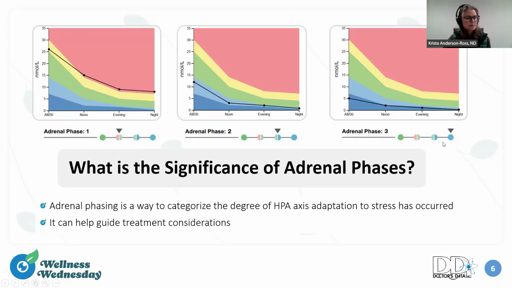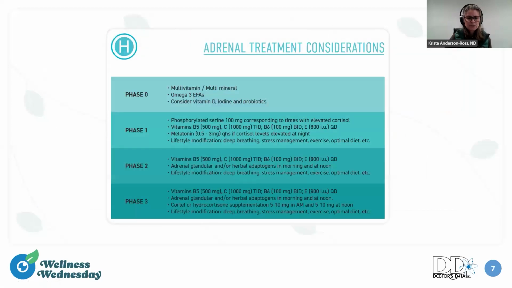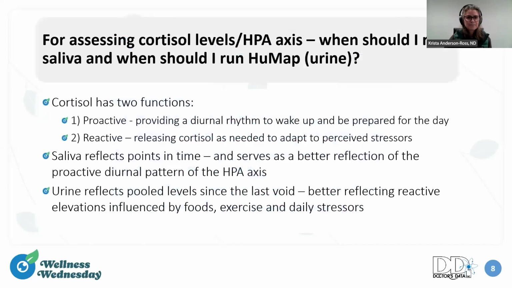So this is a pretty typical picture that you'll see in a patient who's experiencing ongoing stress over years. You'll see this higher level in the beginning, and then you'll see it start to adapt by becoming lower, and then finally, oftentimes there'll be a flatlined picture after many years. And here's our treatment consideration guide, depending on those phases. You'll see lifestyle modification suggestions for each phase, as well as nutrient and herbal suggestions based on each one.